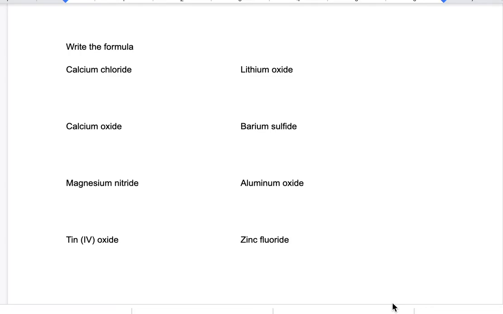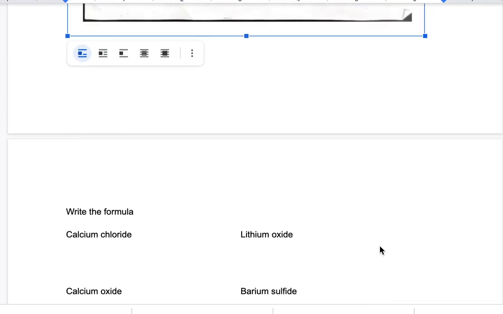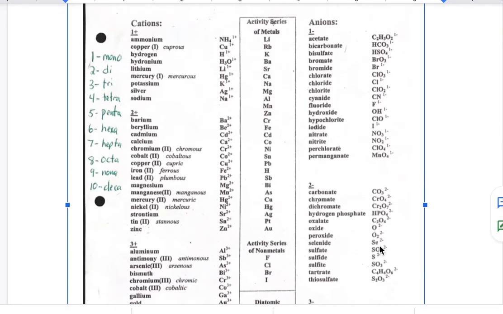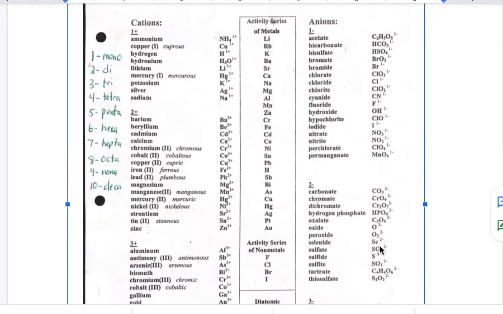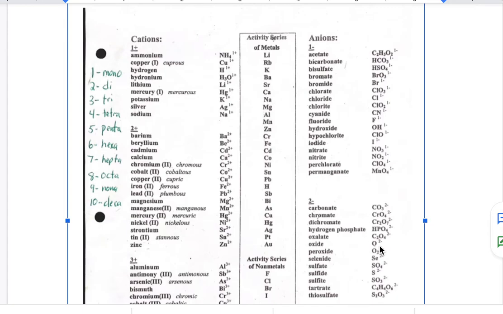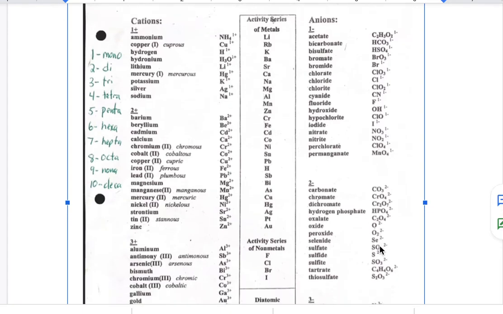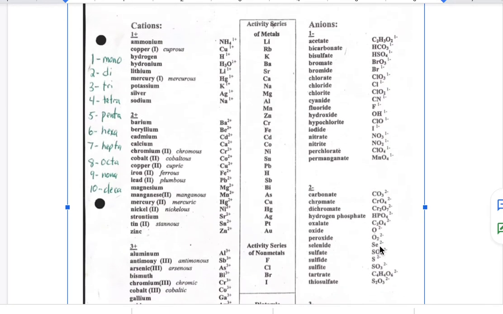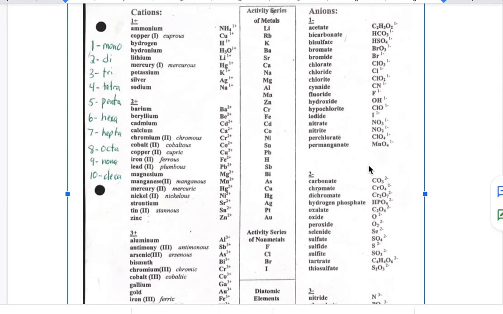Okay, this video is how to write a basic formula for an ionic compound. The first thing that you're going to want to do is have your ion table, and it's in the first couple pages of your notebook papers that you got for class. So you're going to want to have that out. Notice that there's the cation side, where these are all the positively charged ions. They will always be the first thing in the formula, and then the negative ions, those will always be the second thing in the formula.